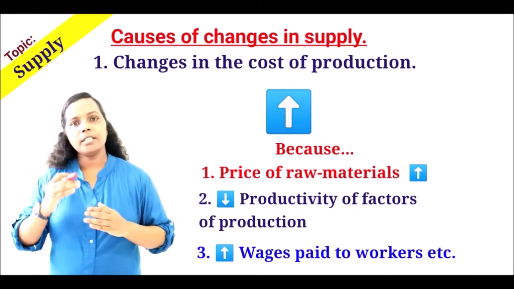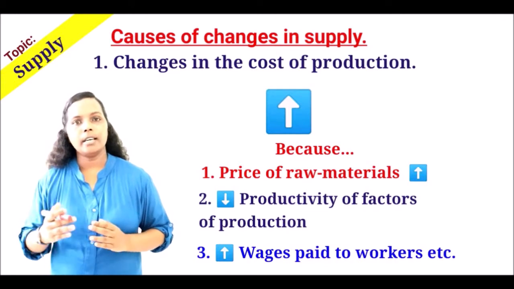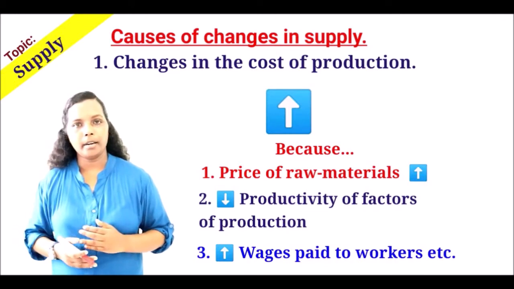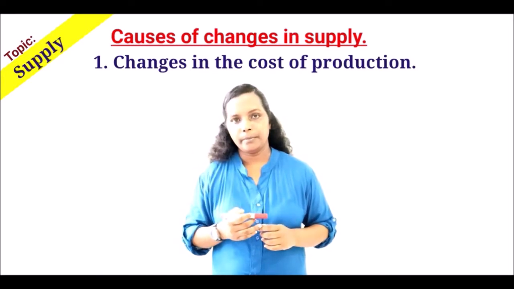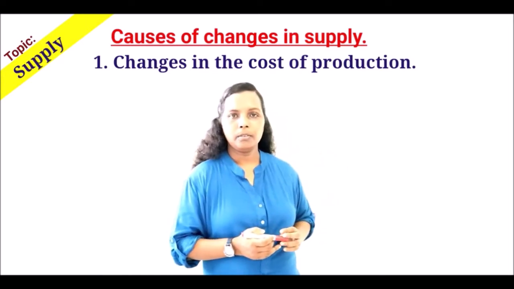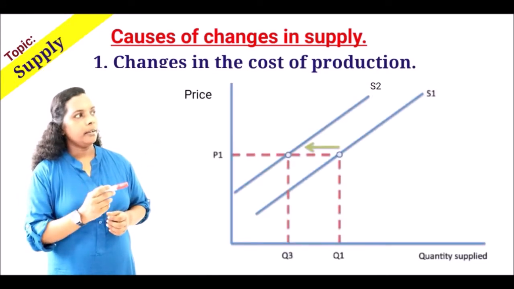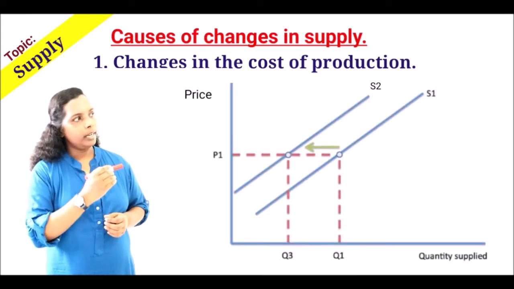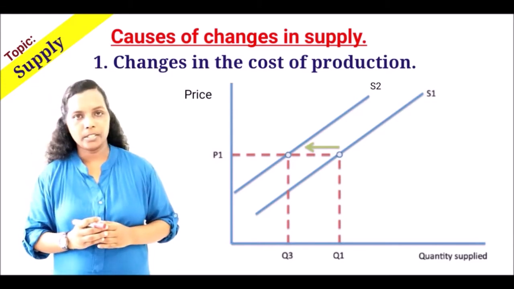When the cost of production increases, it means the firms are unable to produce more goods and services and supply them to the market. As a result, the supply curve moves to the left. This can be shown with the help of this diagram. Please look at these diagrams. Here, the supply curve shifts to the left from S1 to S2 because of a rise in cost of production.